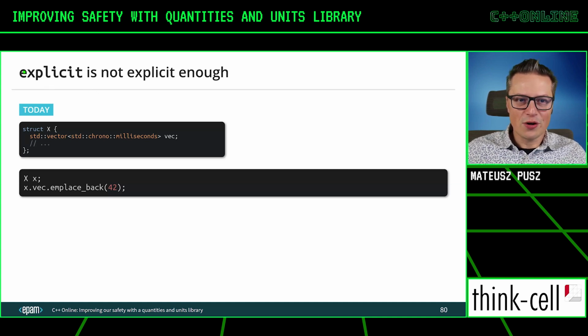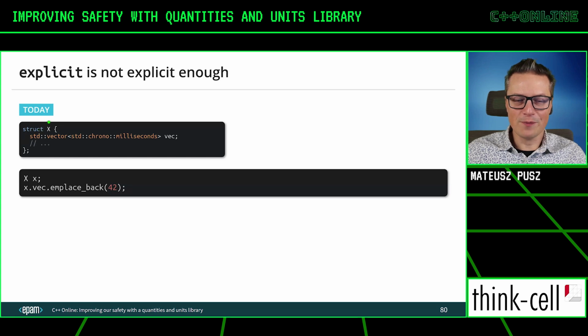One of these is called "explicit is not explicit enough". We have explicit constructors in the C++ language, right? And those are considered to be safe. Everyone probably knows that single argument constructors should be explicit because this improves safety. So this was done also for std::chrono::duration.